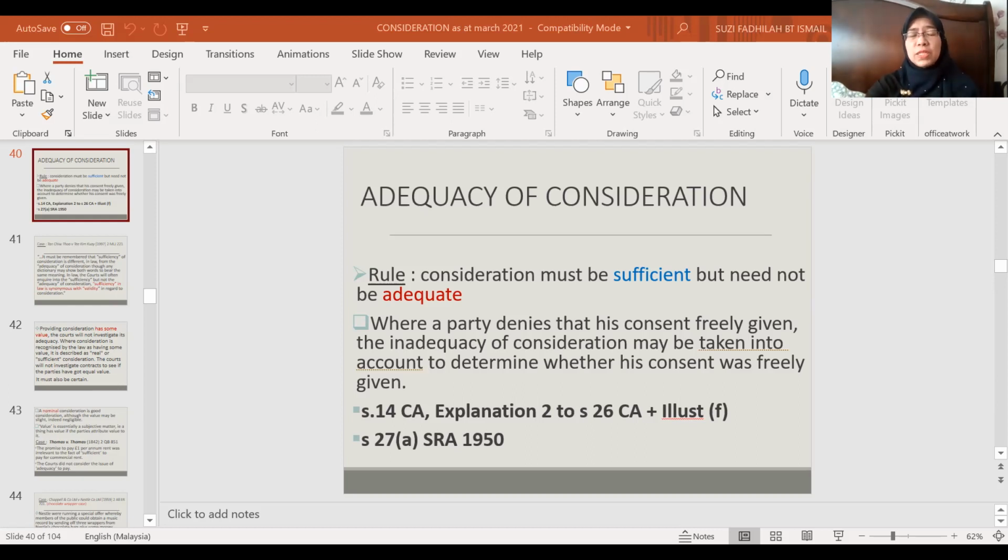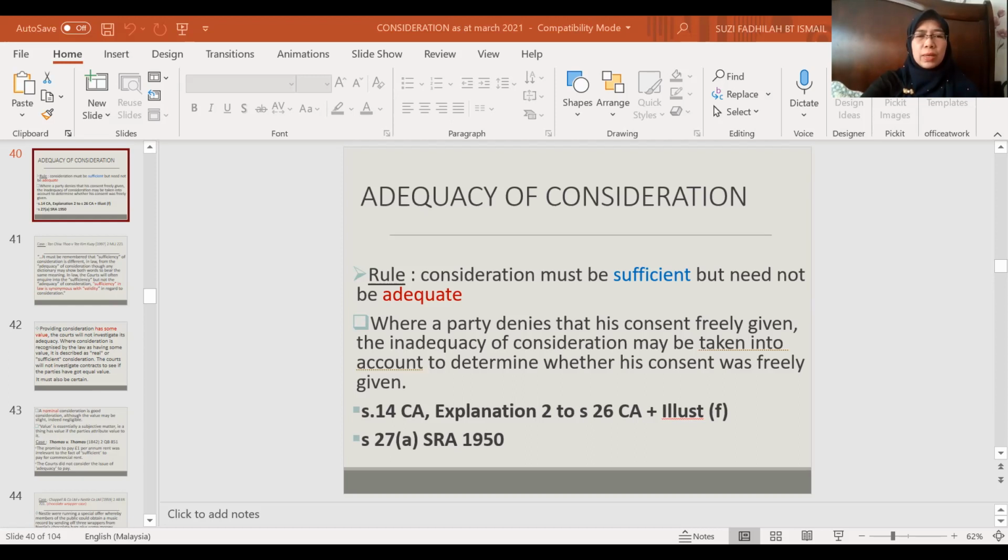We go to the Specific Relief Act, section 27A. Specific performance of a contract cannot be enforced against a party thereto in any of the following cases. A, if the consideration to be received by him is so grossly inadequate, with reference to the state of things existing at the date of the contract, as to be, either by itself or coupled with other circumstances, evidence of unfairness. So there's no specific performance if the consideration was grossly inadequate.